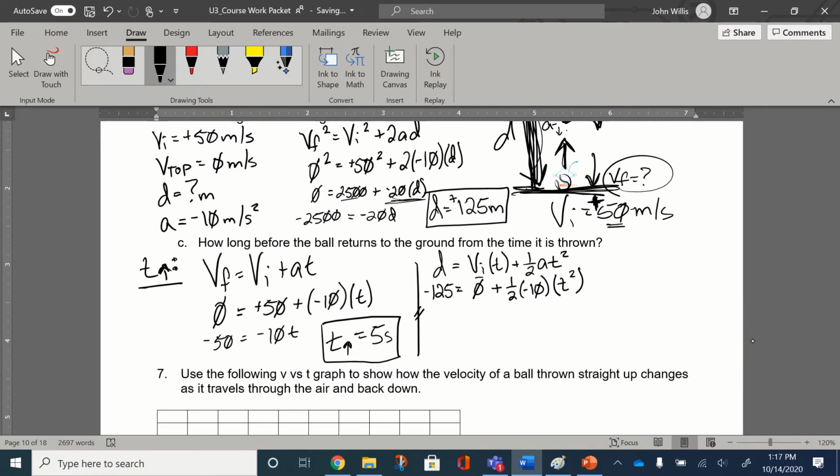So from here, I'm going to simplify things a little bit. I get negative 125 is equal to negative 5t squared. Divide both sides by negative 5, and you get a positive 25 is equal to t squared. And that works perfectly because those two negatives had to disappear. We have t squared. You have to take the square root of it. And you'll notice that you get a time coming back down of 5 seconds.